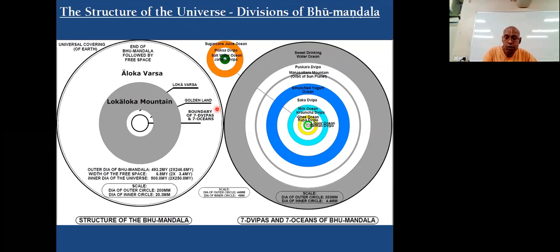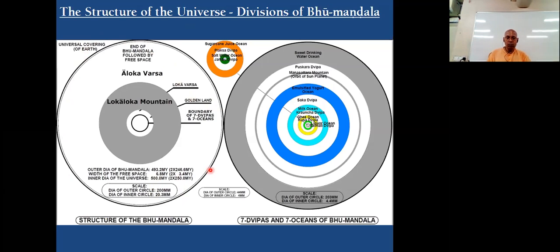Hare Krishna. I hope your queries are clear. Now we'll come to a quick summary of what we discussed in the last 4 sessions, including today. We discussed that in the entire universe there are 14 planetary systems, out of which the middle one is Bhuloka or Bhumandala. This is the image of the entire Bhumandala according to the details given in Bhagavatam, exactly to the scale.